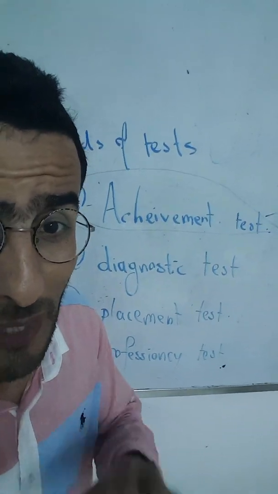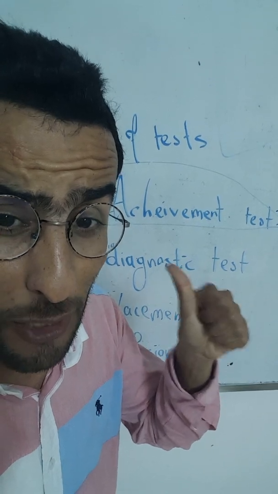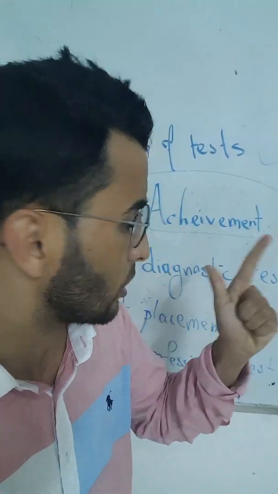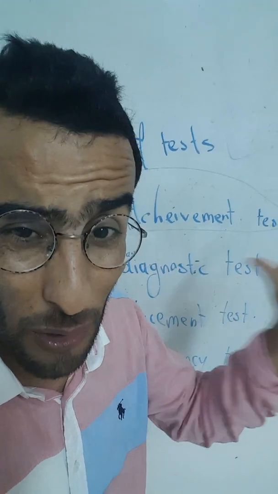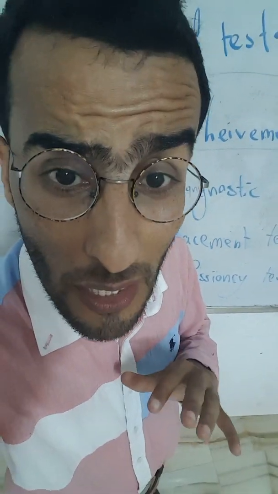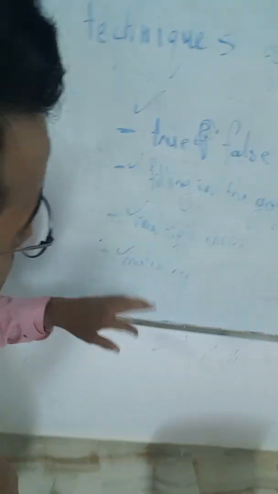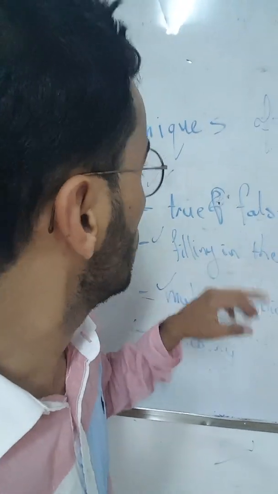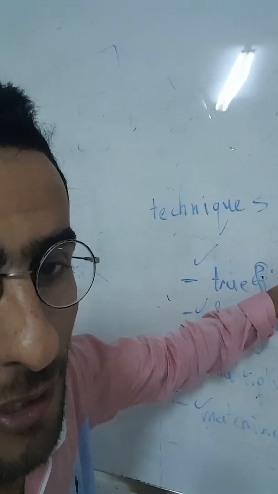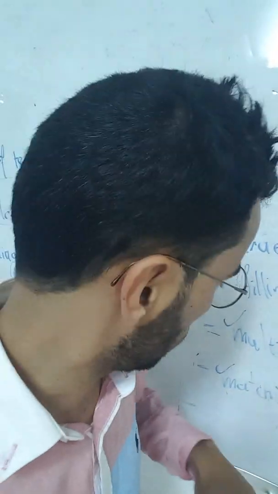The kinds of tests are the achievement test, which is the final one at the end of the course or the end of the semester, the diagnostic test that tests the specific topic that had been covered in a course, the placement test that tests the level of the students, and the proficiency test that tests how proficient you are. And true/false, filling in the gaps, multiple choice, and matching are the techniques of a test.